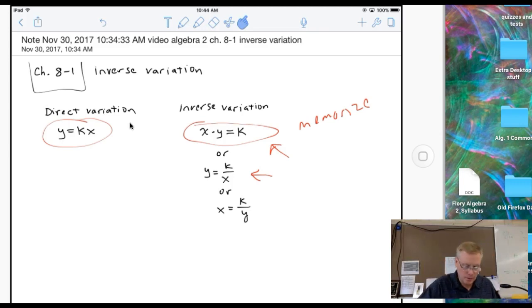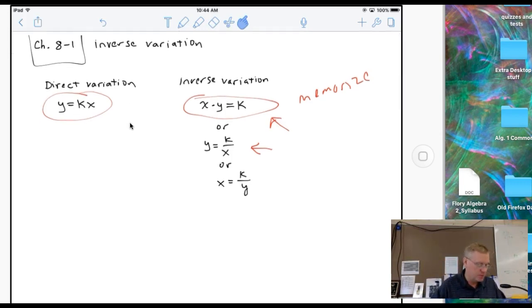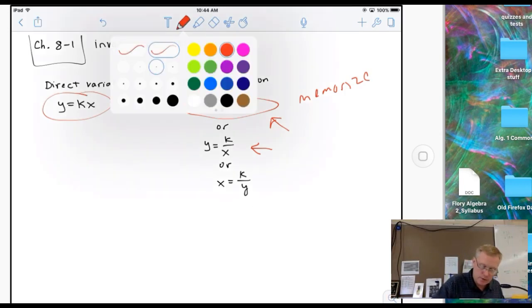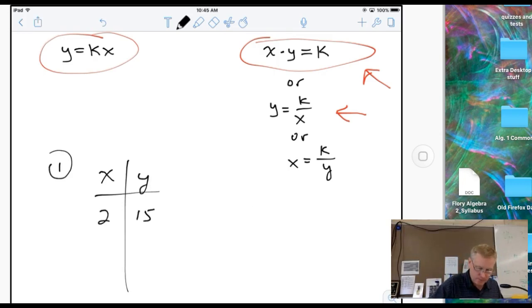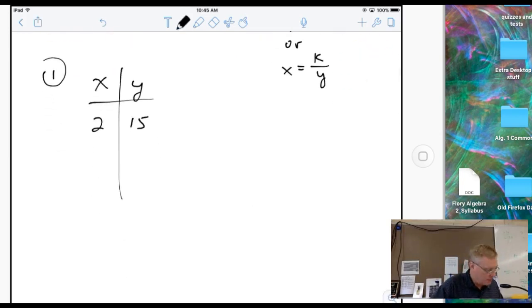Okay, so we're going to talk about the difference between direct variation and inverse variation. If it's inverse, it has to fit into this equation here. If it's direct variation, it has to fit into that equation there. So the first type of problem I'm going to show you is where I give you an x, y table, and I got 2, 15, 4, 7.5, 10, 3, and last but not least 15, 2.